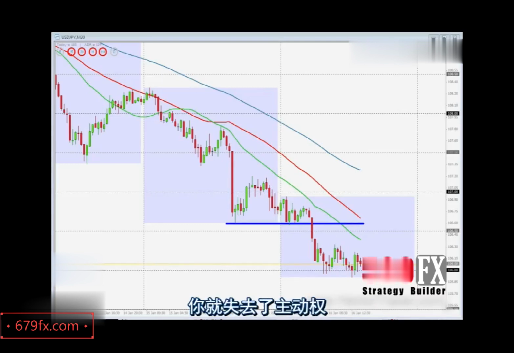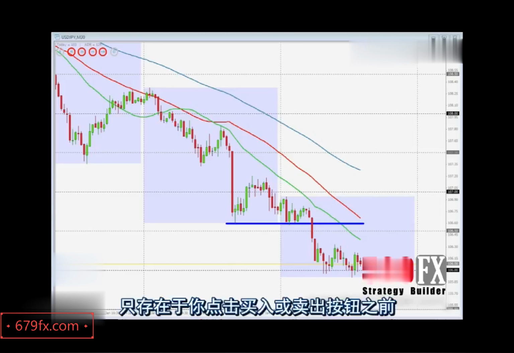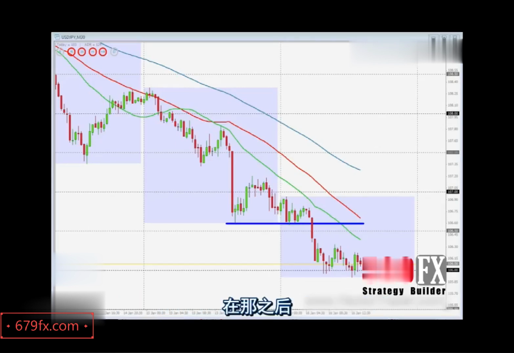Once you've pulled the trigger, once you are in a position, you're no longer in control of the situation. Then it's up to the market to determine whether you will be given a profit or a loss. As a trader, what you can control is up to the point when you press the buy or sell button. Up to that level, you are still in control. You can decide whether you want to get involved or sit out of that trade.